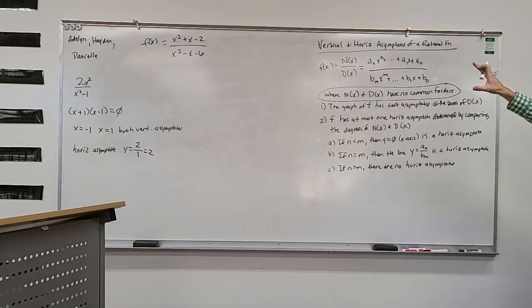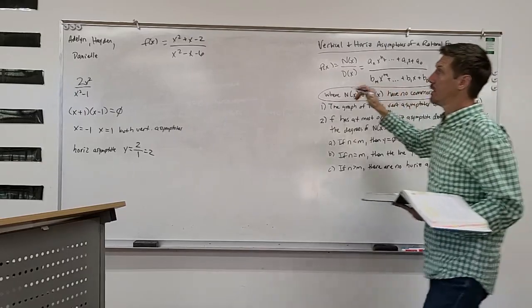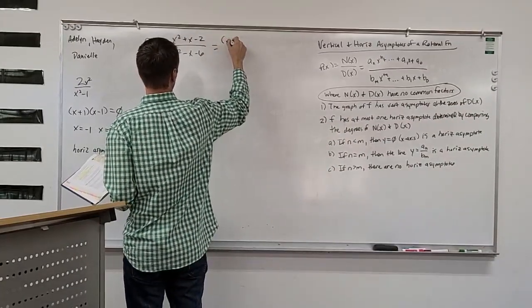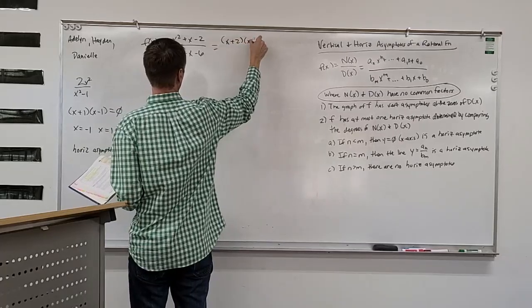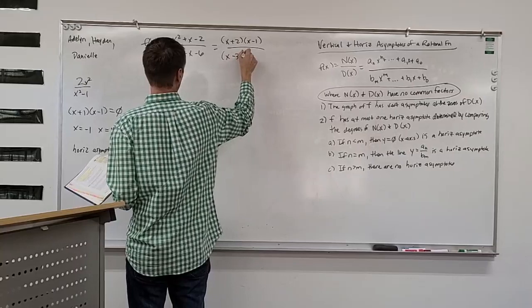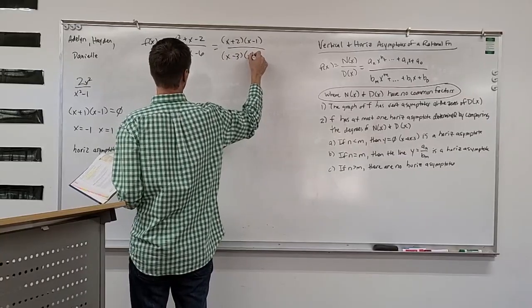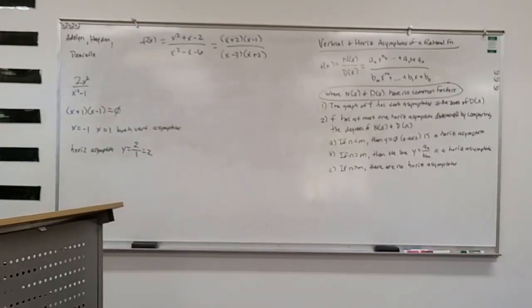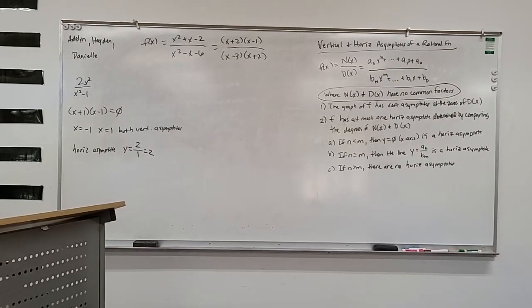When we're finding the vertical and horizontal asymptotes, we need to be dealing with a function where n of x and d of x have no common factors, right? But when I factor both of these, I get on top x plus 2, x minus 1, and on the bottom I have x minus 3, x plus 2. Everybody agree with that? So they have a common factor, right?